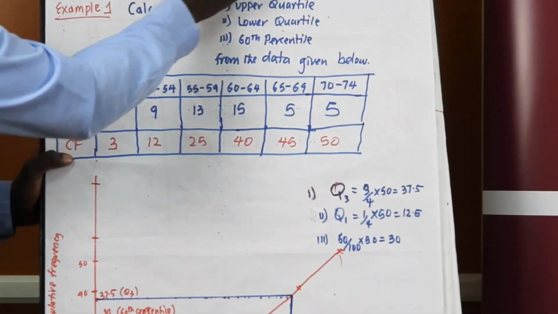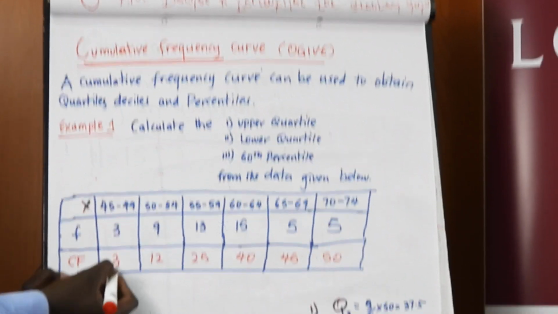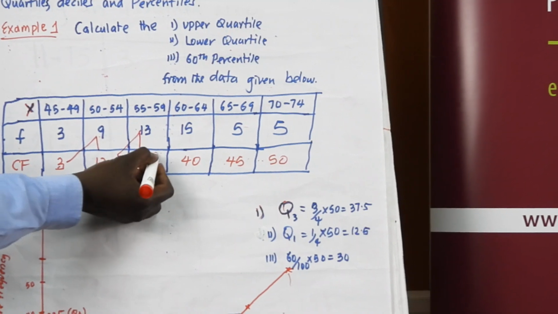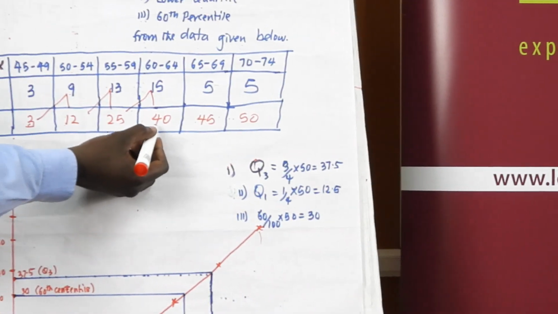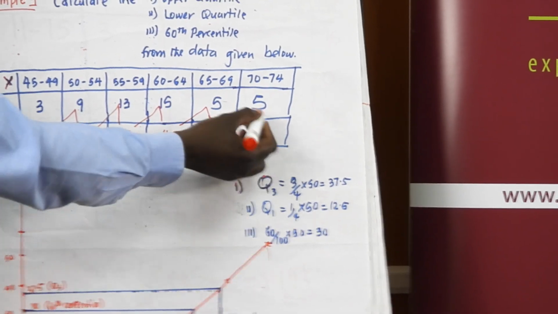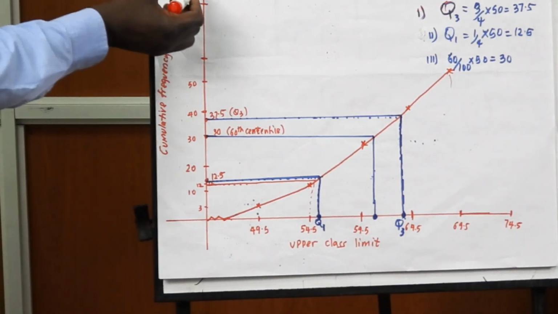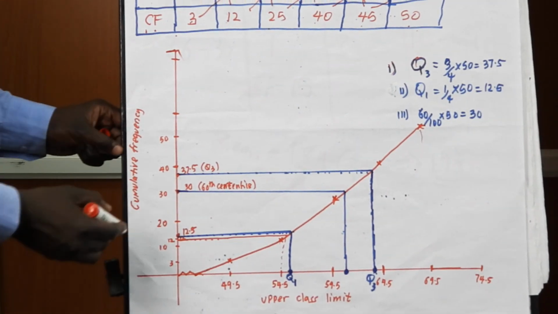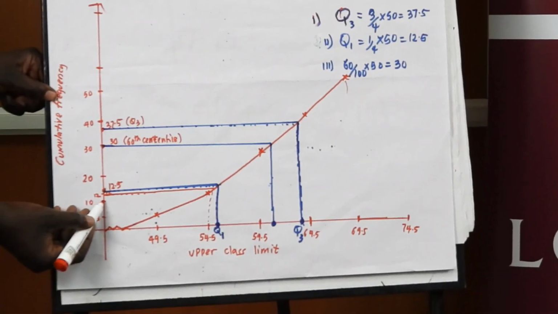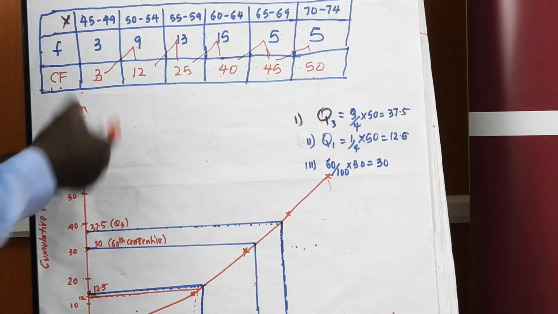From the word cumulative frequency, it means we need the cumulative frequency. So we'll take 3 plus 9, 12, 12 plus 13, 25, 25 plus 15, 40, 40 plus 5, 45, 45 plus 5, 50. So that is the cumulative frequency. On the y-axis, we are going to have the cumulative frequency, which goes all the way to 50. So I've done a rough one, 10, 20, 30, 40, and 50.